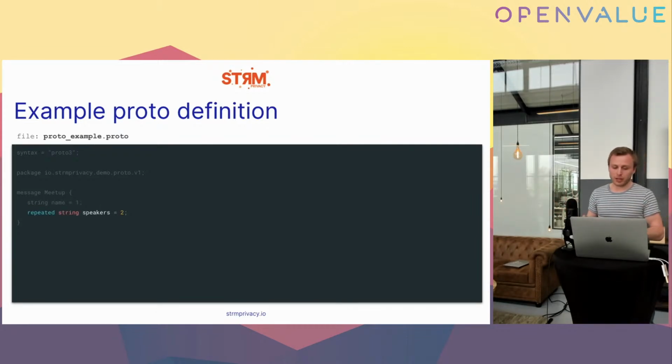The second field that we have over here is also a string, but it's repeated. This means that when code is generated, a collection will be used. For example, in the JVM, this will be a list.